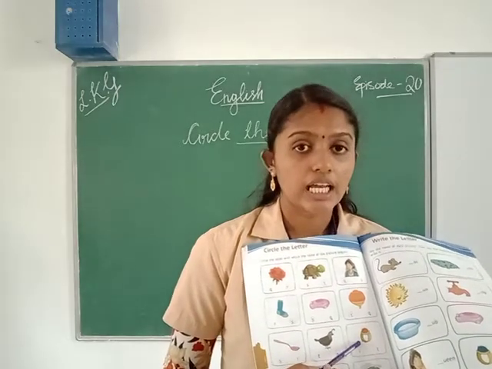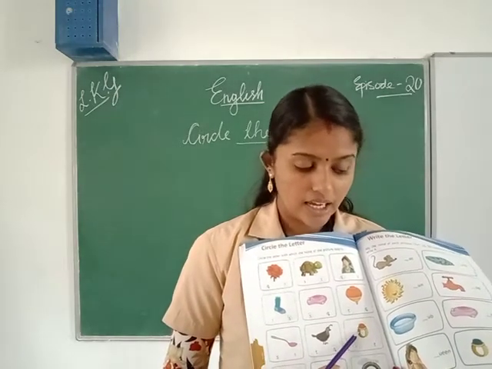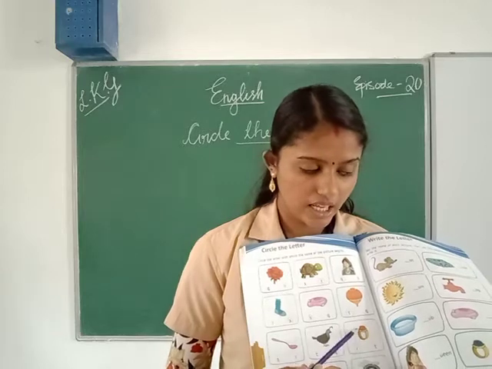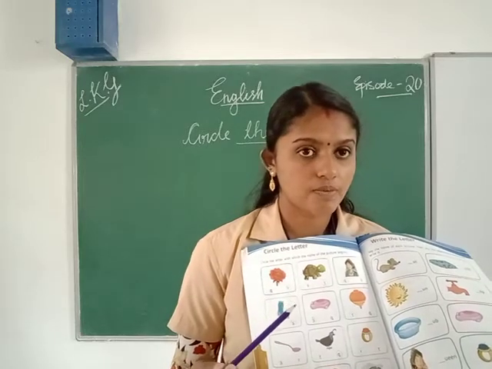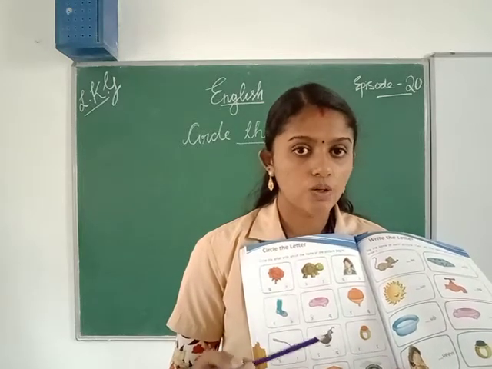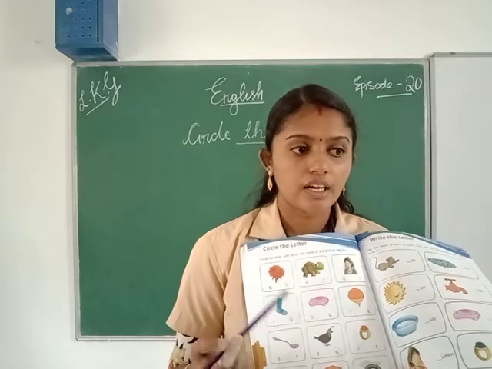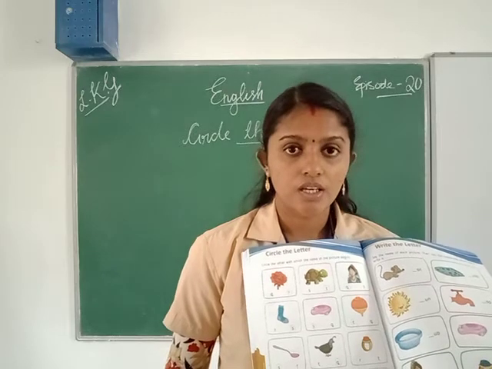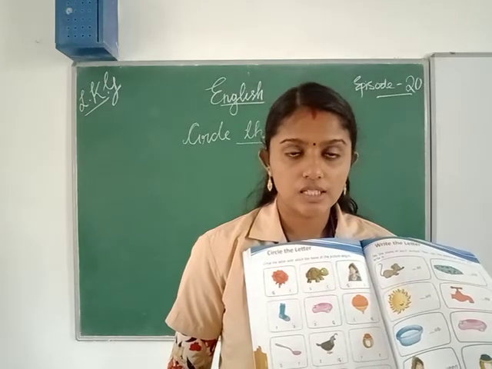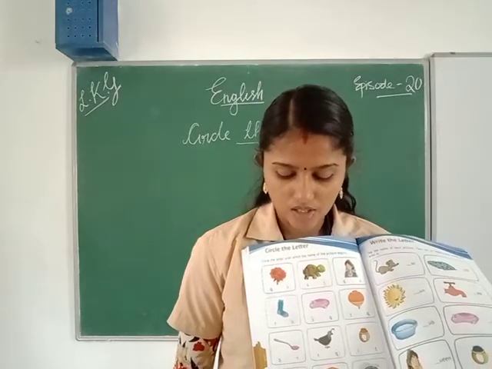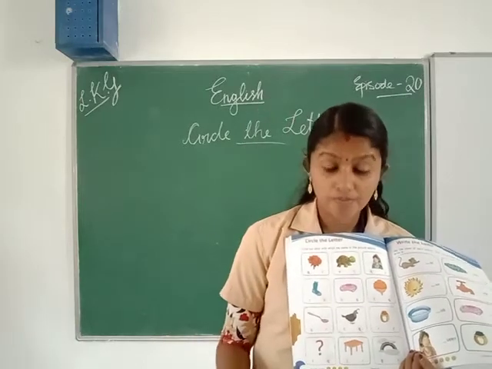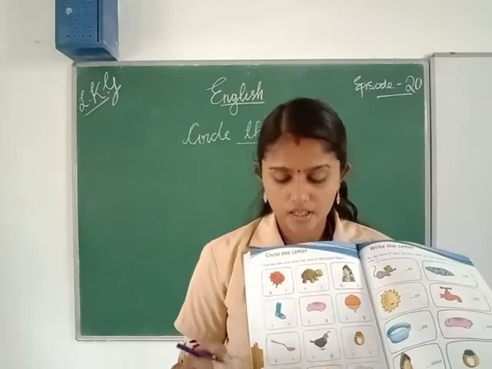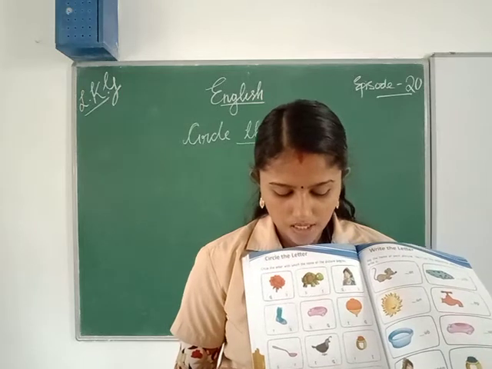Next, ring. What is this? Ring. Say now. Ring. Okay, which letter is first? R. Say now. R. R for ring. Okay, next, what is this? Question mark. Okay, question mark. Which letter is first? Q. Question mark. Q for question mark.